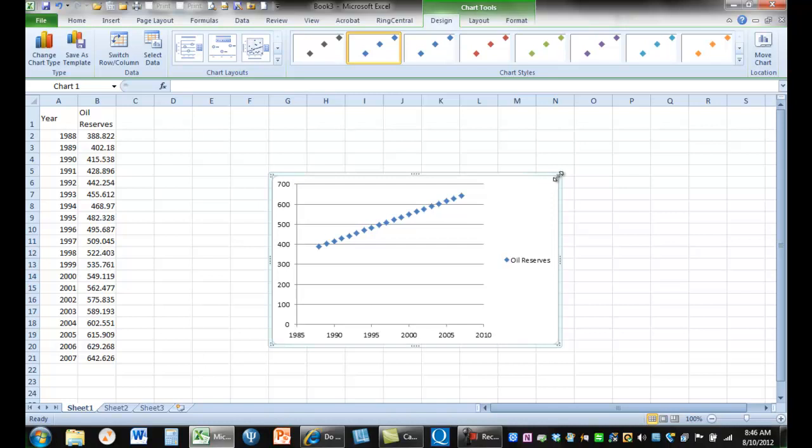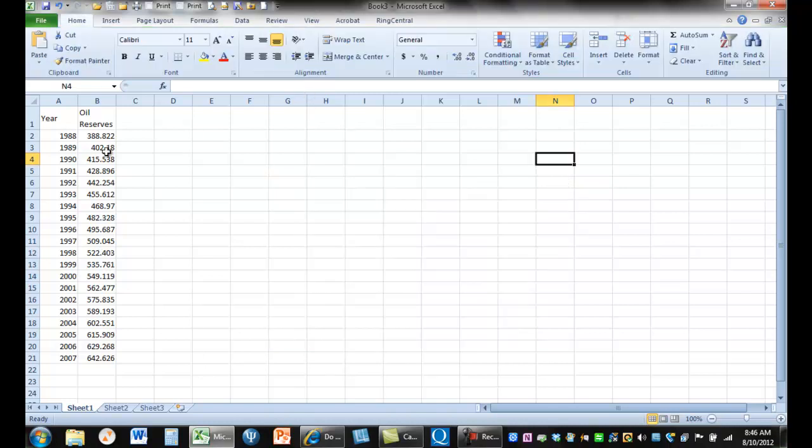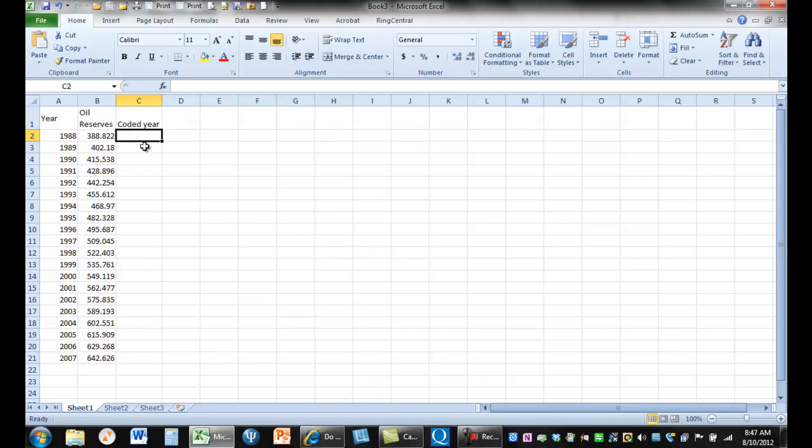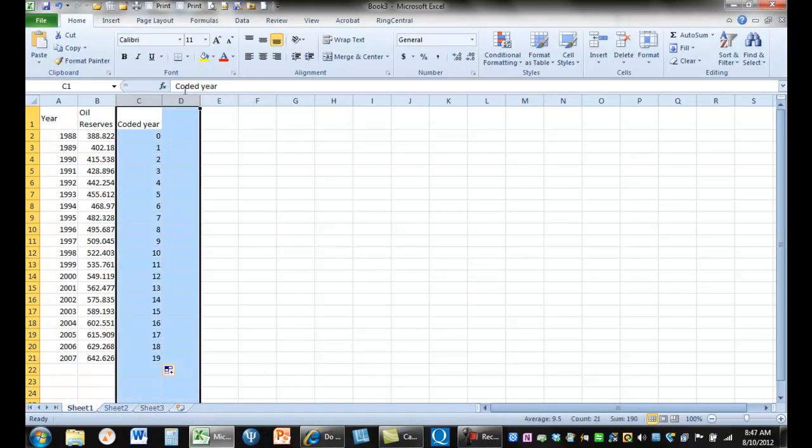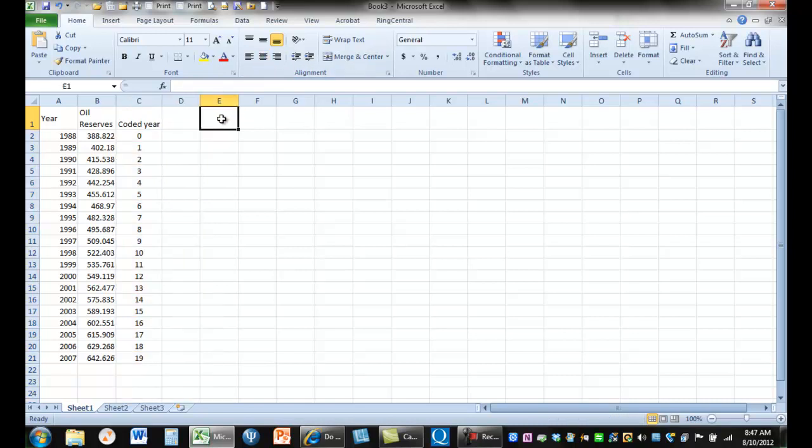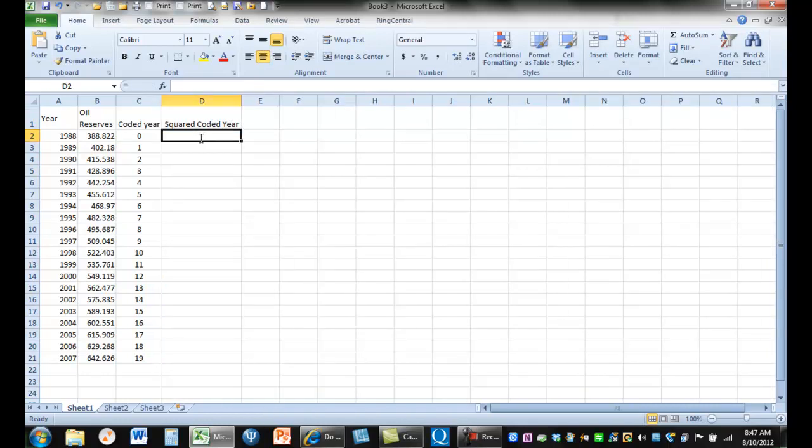To do our analyses, we certainly do not want to use the values of the year. So the first thing we'll do is make a coded year. And for our quadratic, we're going to use squared coded year, so we'll go ahead and make those. We just square these coded values for year.